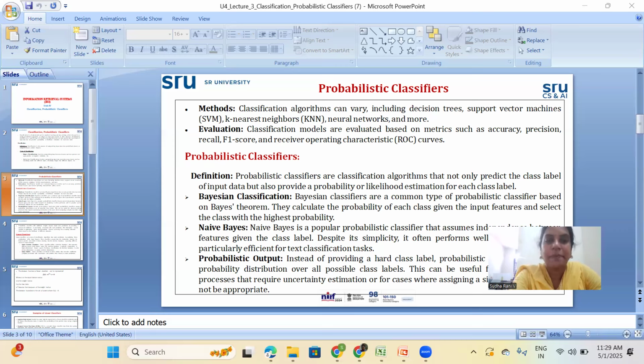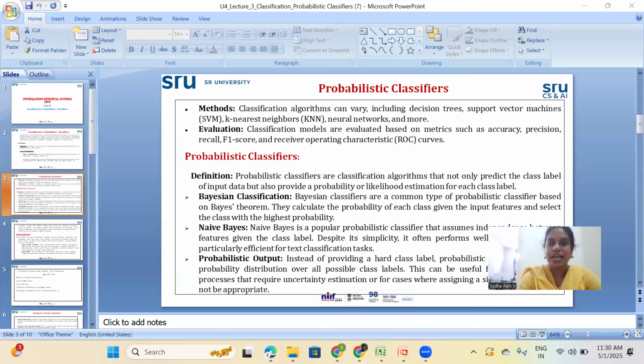Here we can see Bayesian classifications and Naive Bayes classifications. Bayesian classifiers are a common type of probabilistic classifiers based on Bayes' theorem. This calculates the probability of each class given the input features and selects the class with the highest probability.